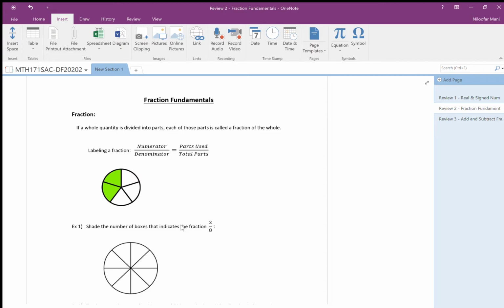Now I am going to continue on the lesson. So we go to review number 2. Review number 2 is about fraction fundamentals. So I start with the definition of a fraction.